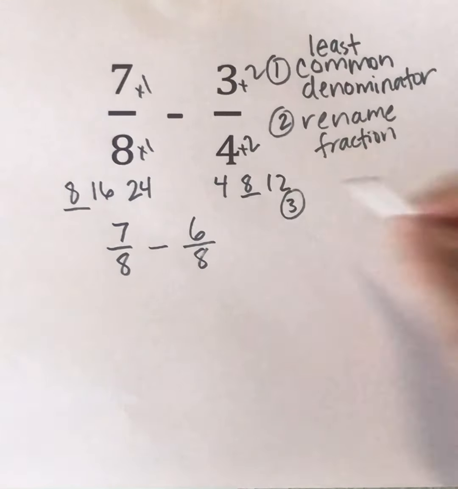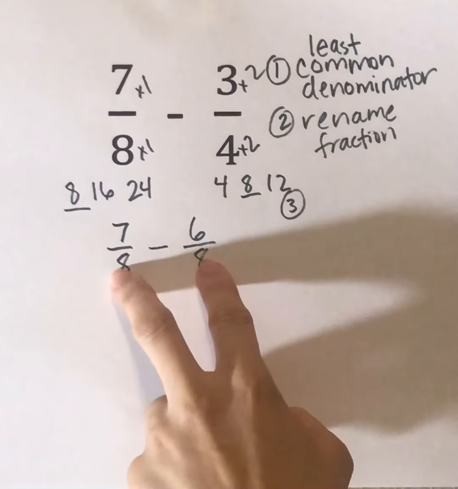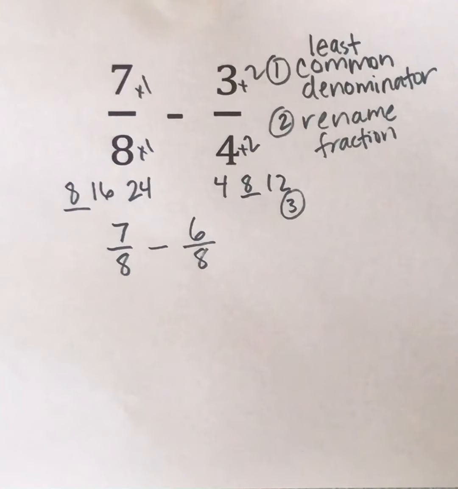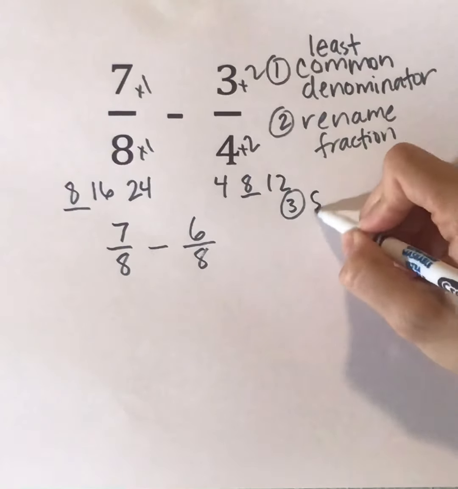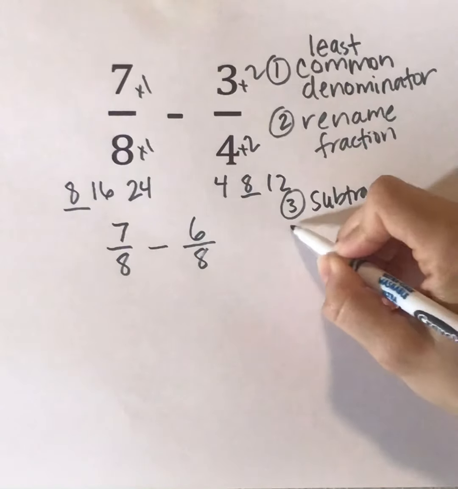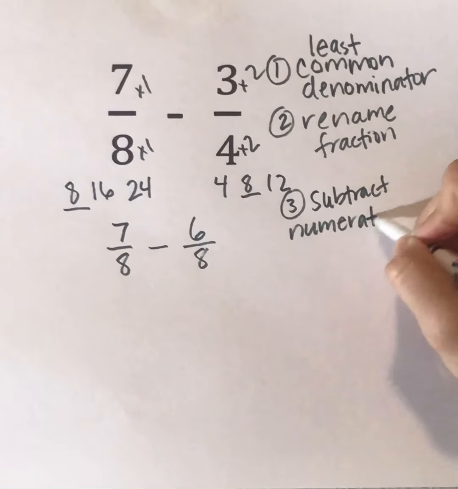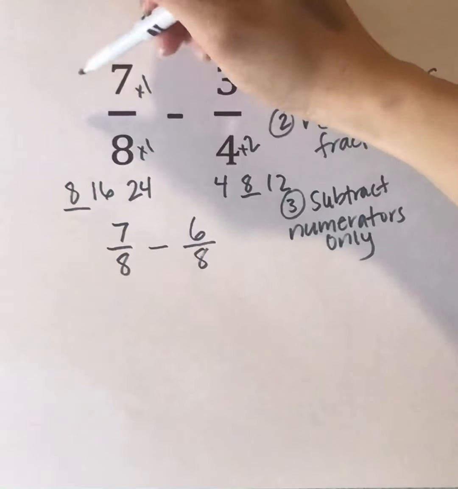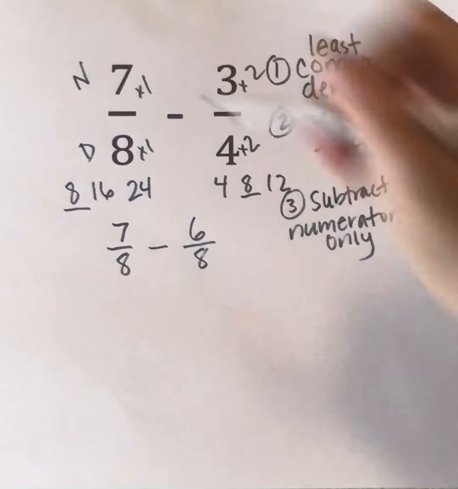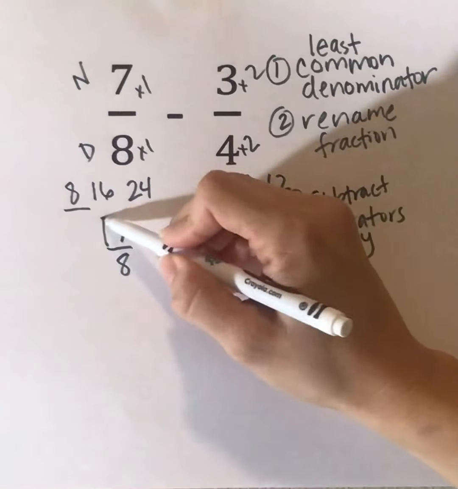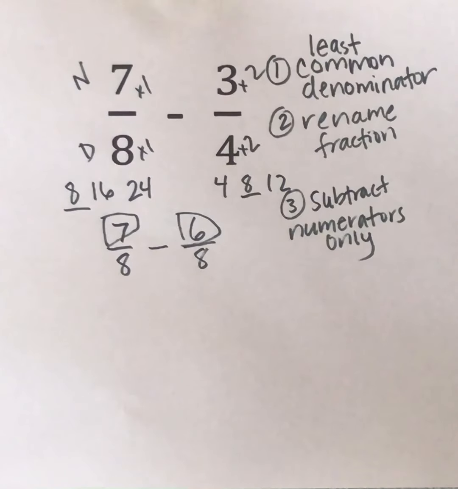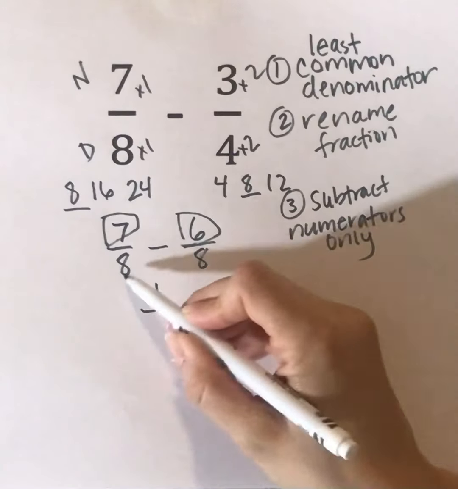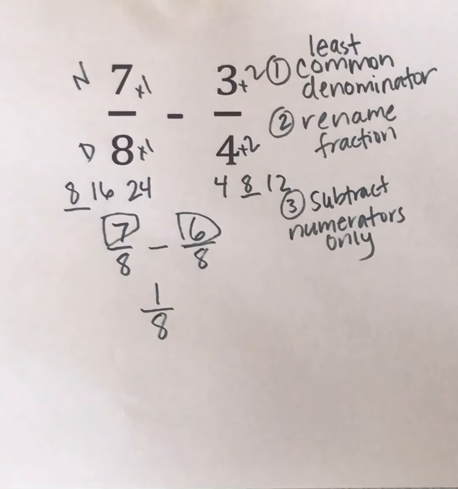The third step. Now basically what we've done is we renamed the fractions with the common denominator. These are called equivalent fractions. So now we can subtract, and the way that we subtract is we subtract the numerators only. So for example, remember, the numerator is always on the top and the denominator is on the bottom. So we're going to just subtract those two. So 7 minus 6 is 1. The denominators stay the same, so it becomes 1/8.